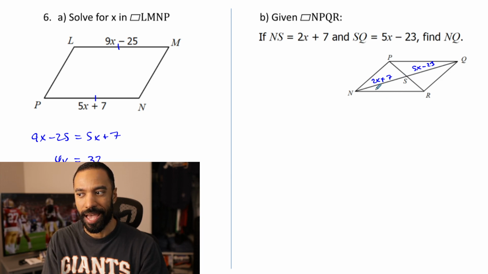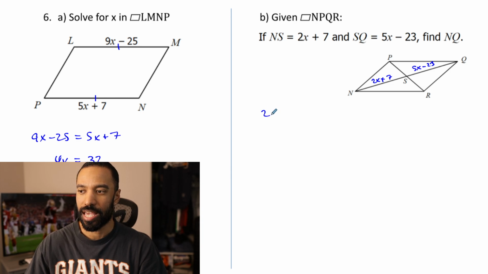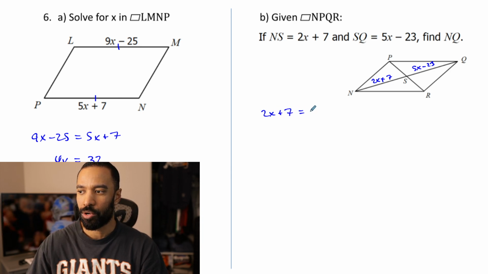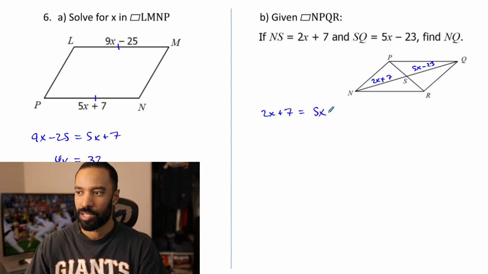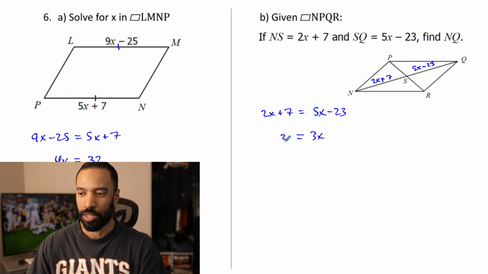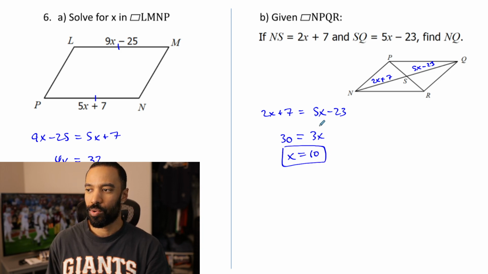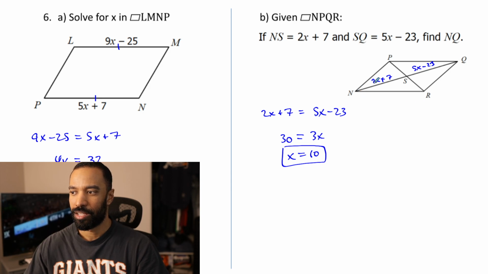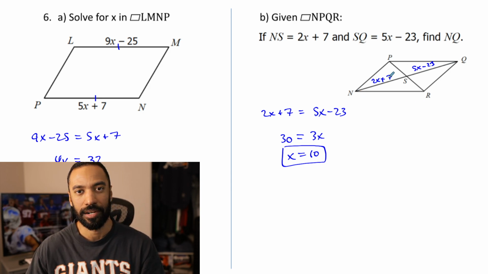NS should be congruent to SQ. So I can set 2x plus 7 equal to 5x minus 23. I can subtract 2x from both sides, add 23 to both sides, and divide both sides by 3. I get x equals 10. They do ask us to find the length of NQ. Now, NQ is the entire diagonal.